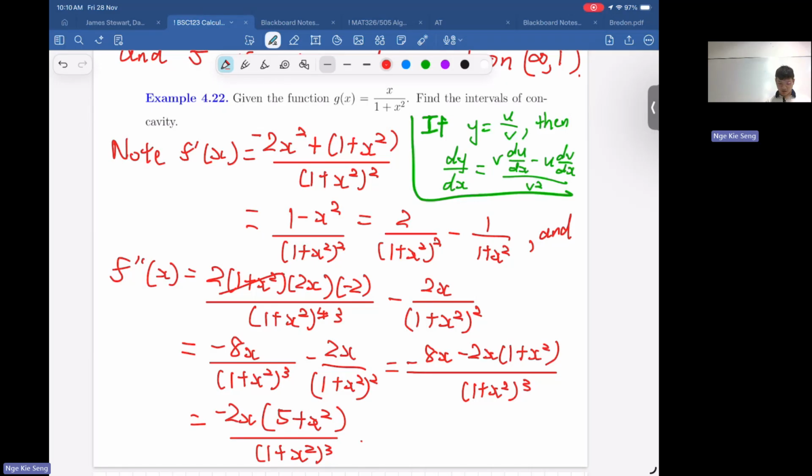Wait, so it becomes 1 plus 3x cubed, x squared. Like this, not like that. Plus minus 1 minus x squared. Oh, wait, let me check. You mean this part is still wrong? No, this one is minus 2x squared plus 1 plus x squared. Wait, so let's see what's going on. Here become minus, here become plus. Oh, okay, good.